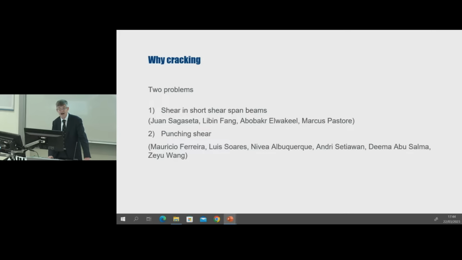To explain the significance of cracking to an understanding of the behavior of reinforced concrete structures, I'm going to talk about two problems. The first relates to shear in short shear span beams, and the second to punching shear. Listed in the slide, you'll see the names of all the PhD students who have helped me in this endeavor.